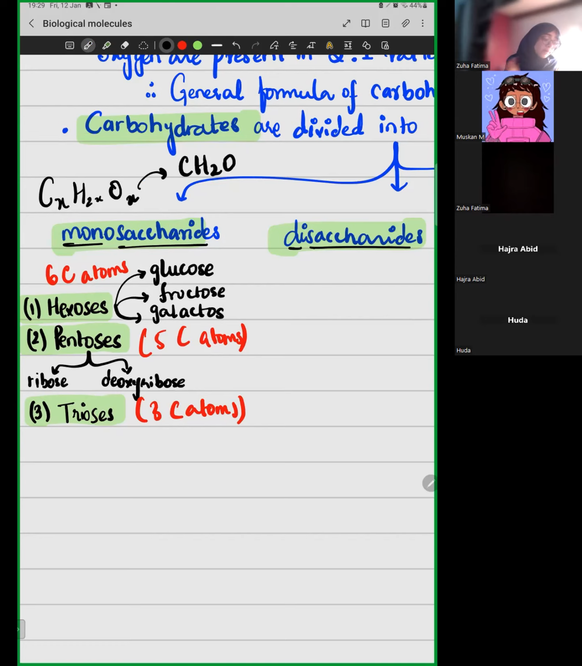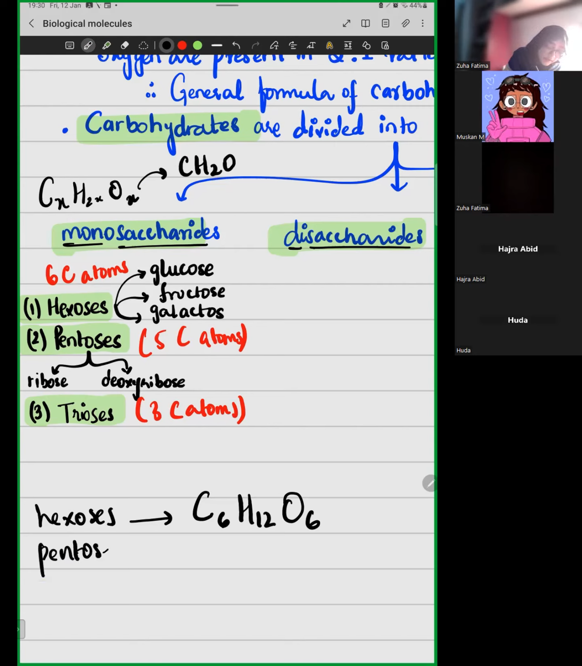Now, if I start placing the carbon atoms, for all of my hexoses, how many carbon atoms are present? There are 6 carbon atoms present. So if there are 6 carbon atoms present, how many hydrogen would be present? There would be 12 hydrogen present. And how many oxygen atoms? There would be 6 oxygen atoms. So for hexoses, my formula would be C6H12O6.